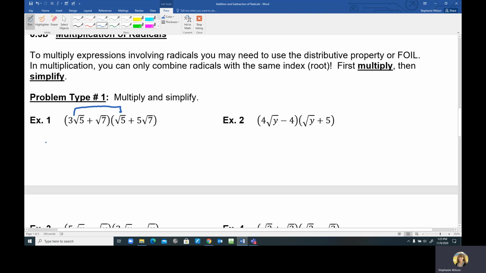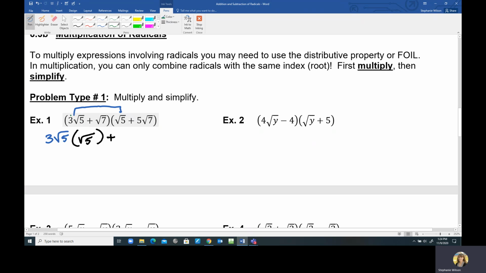I got my first times my first. So now I have 3 square root of 5 times square root of 5. And I'm going to go ahead and put a plus sign here.